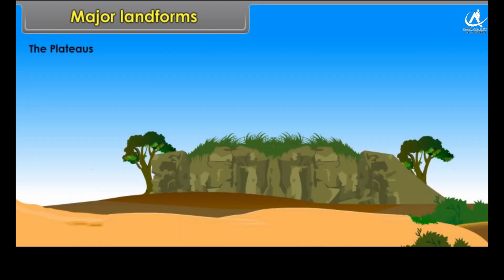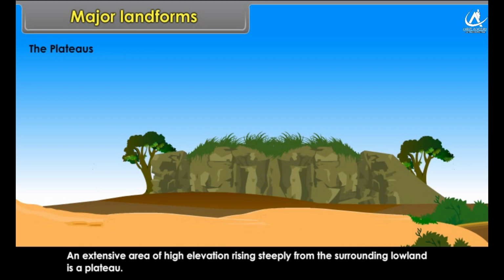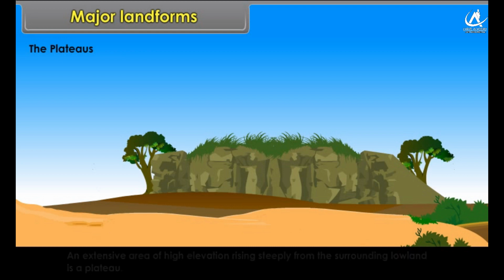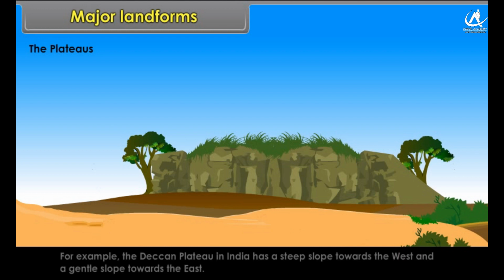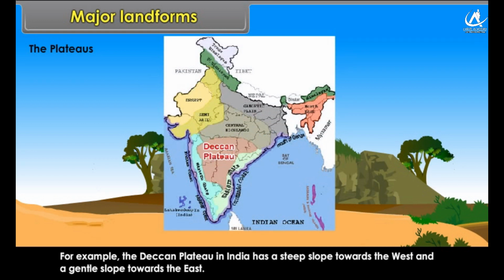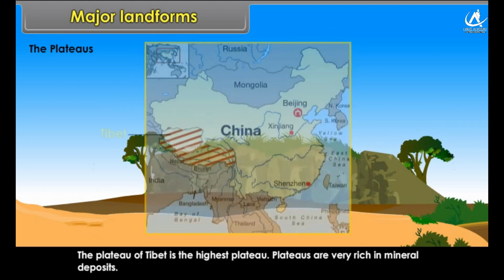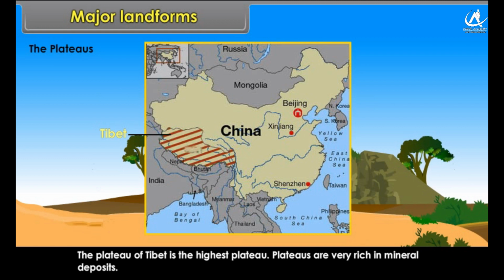Plateaus: an extensive area of high elevation rising steeply from the surrounding lowland is a plateau. Some plateaus have a steep slope on one side only and gentler slopes on other sides. For example, the Deccan Plateau in India has a steep slope towards the west and a gentle slope towards the east. The Plateau of Tibet is the highest plateau.